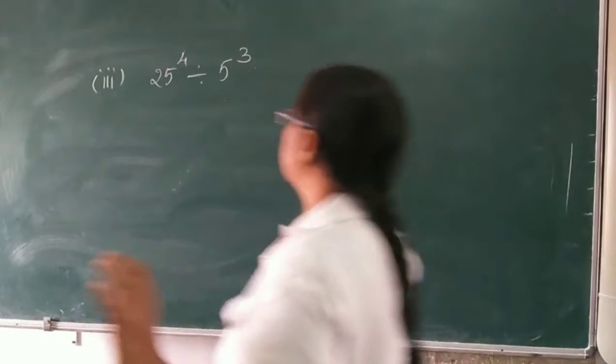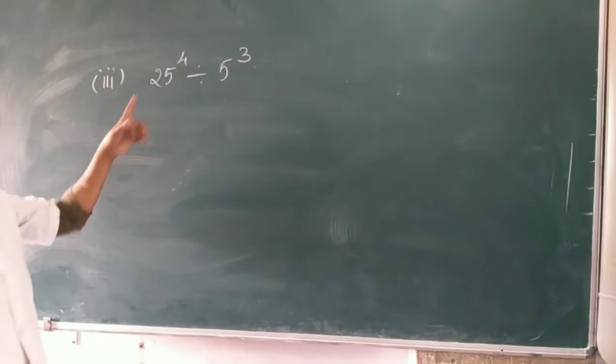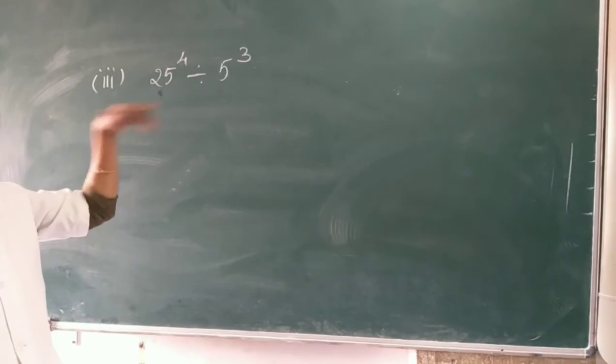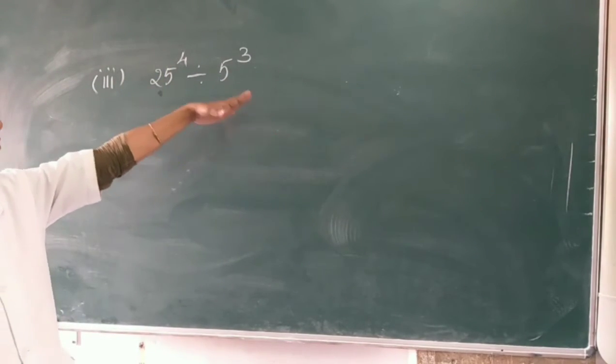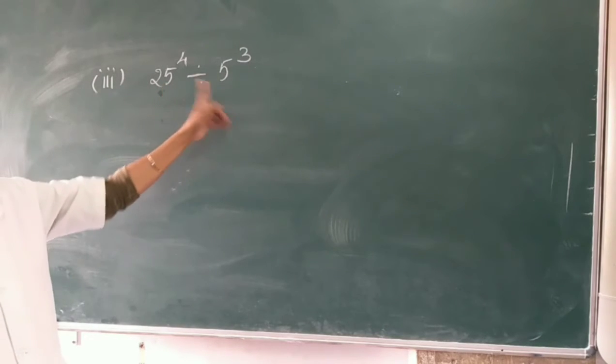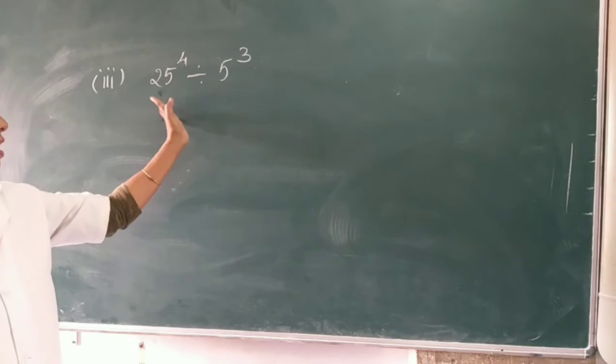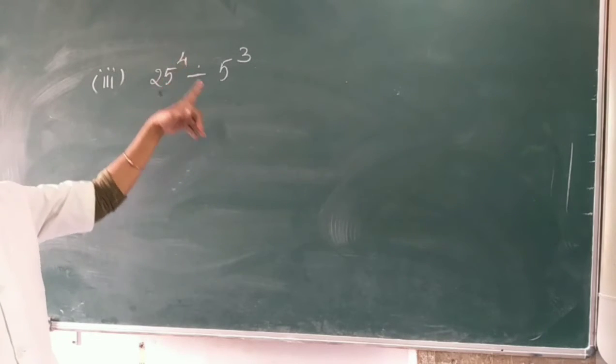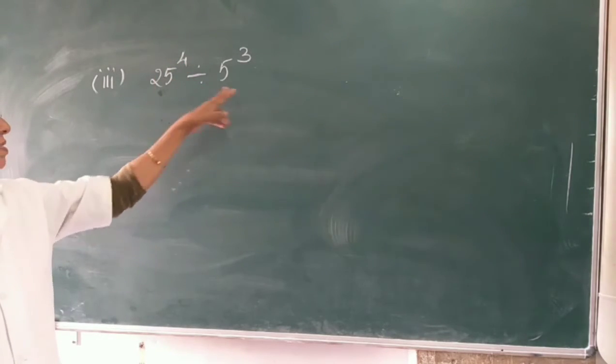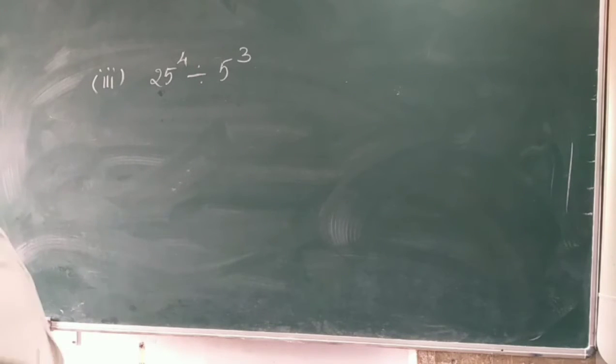See children, third question: 25 raised to 4 divided by 5 raised to 3. See, the bases are different, not the same. It is 25 and that is 5. We can't apply a raised to m divided by a raised to n because the bases are not the same.